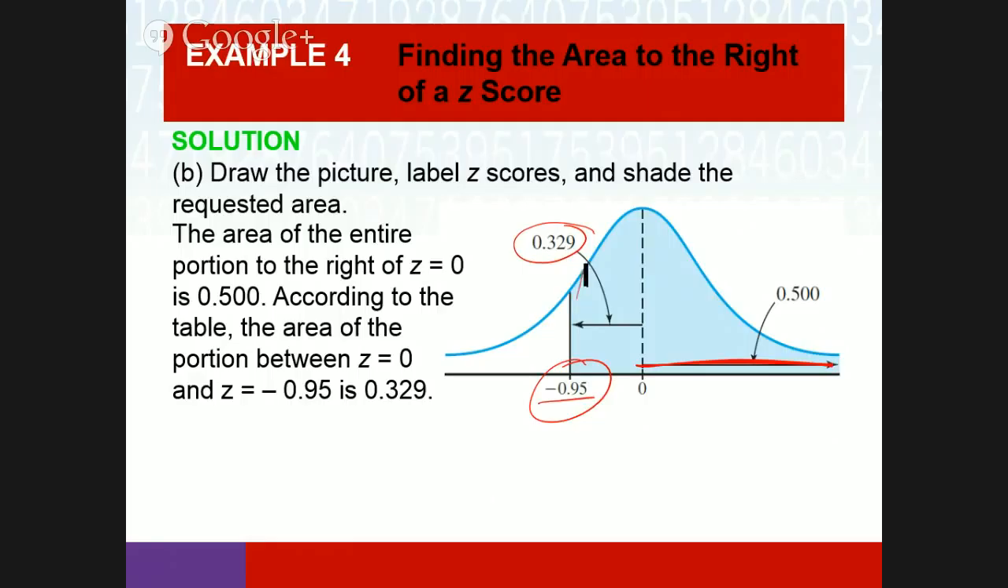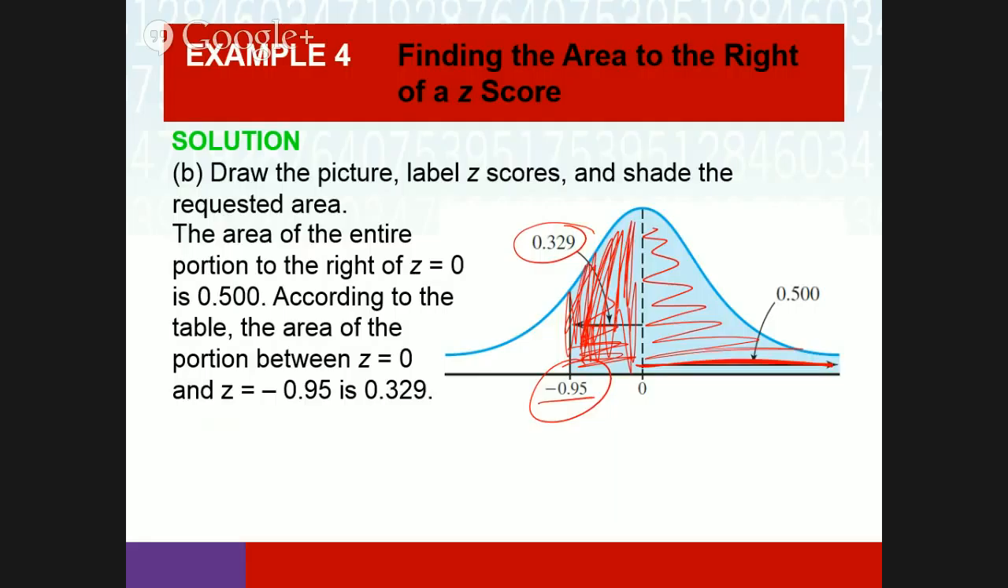That would be this shaded area here. And if I want to know the data points to the right of it, I would have this area plus 0.5. So you can't always say, if I'm looking to the right, I take 0.5 minus the area, because it depends on whether your z-score is positive or negative. The same thing goes for the area to the left.